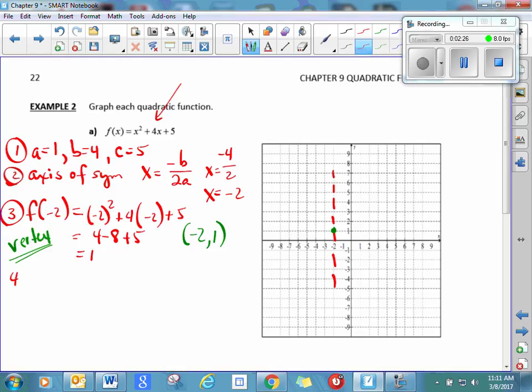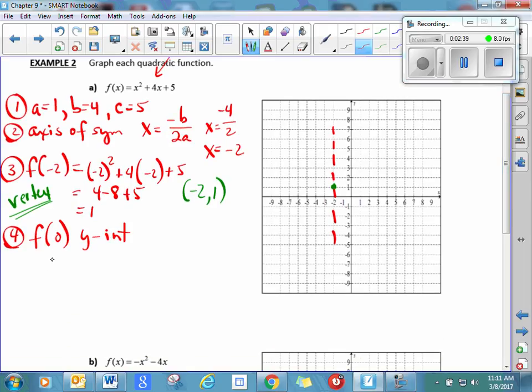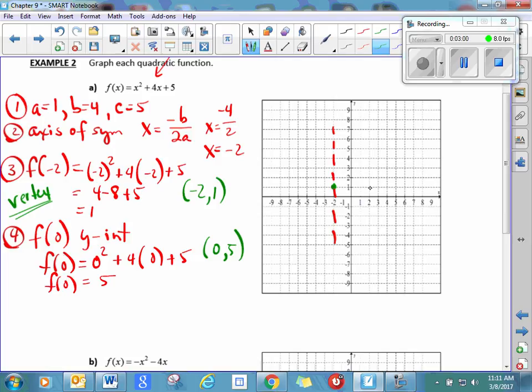Now we're going to go and find the y-intercept. We are going to let x be 0, and we are going to find what y is when x is 0. Again, we go back to the original equation. So when x is 0, we plug in 0 squared plus 4 times 0 plus 5. That's pretty easy. F of 0 is 5. So our second point is 0, 5. So we go over 0, stay here, up 5.